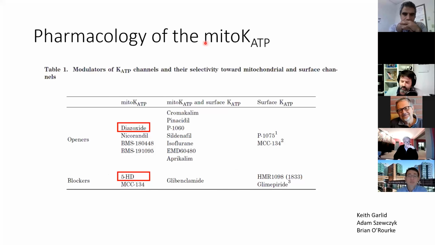However, all these works were basically demonstrated using pharmacological tools. We now know that there are some drugs that preferentially act on the MITOK ATP as opposed to the plasma membrane KATP. As an example, diazoxide is generally used as opener for the MITOK ATP, although diazoxide can act also on the plasma membrane one. And 5-HD is the best described and, let's say, most specific blocker for the mitochondrial KATP.